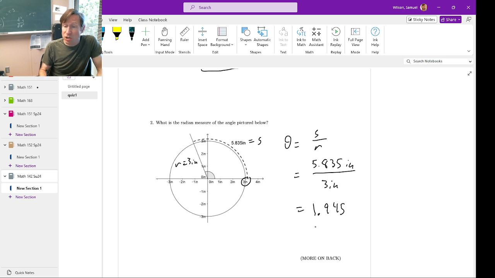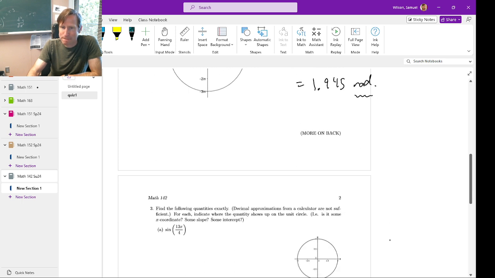1.945. And we could leave this with no units, but when we measure angles this way, we typically write radians here. Although we do have to keep in mind that this radian unit isn't actually a unit. It can disappear if we use an angle in a computation that produces a different kind of measurement. We've seen that happen before.